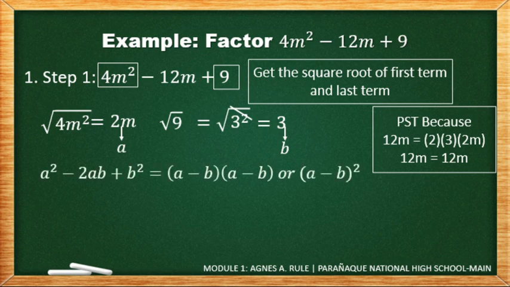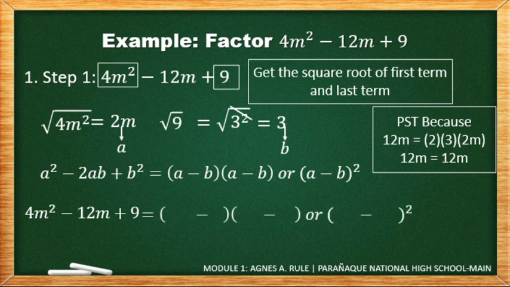So, second pattern yan kasi minus. So, palitan lang natin lahat ng A ng 2M. Papalitan natin lahat ng B ng 3. So, that is why 4M squared minus 12M plus 9 is 2M minus 3 times 2M minus 3. Or, open and close parenthesis, 2M minus 3 squared.